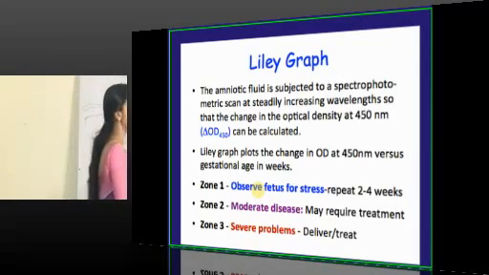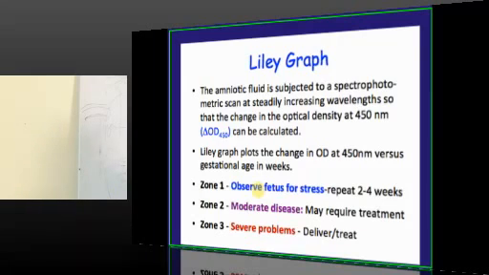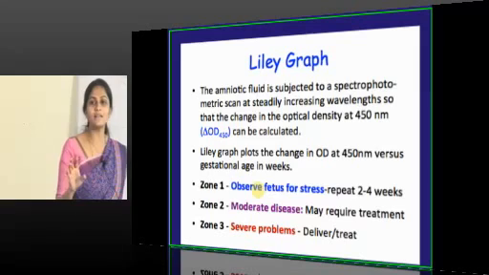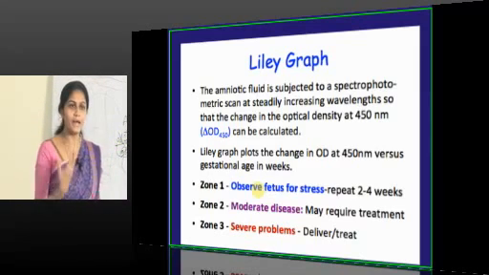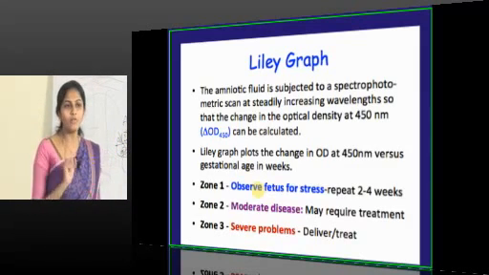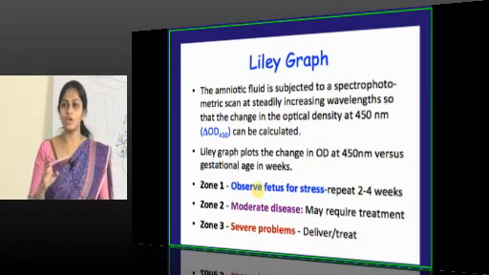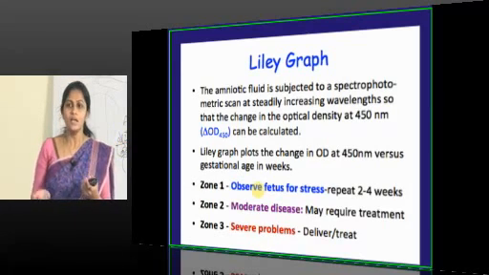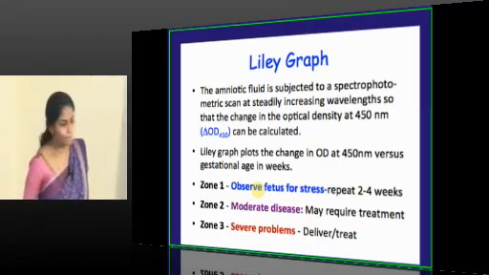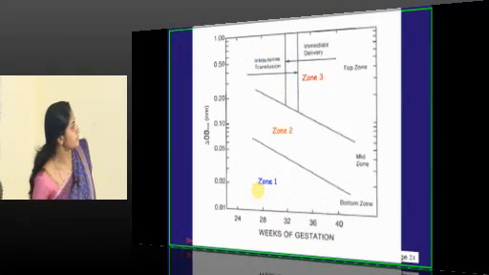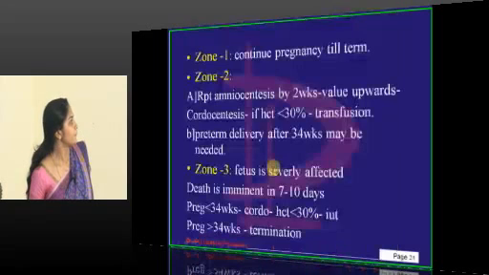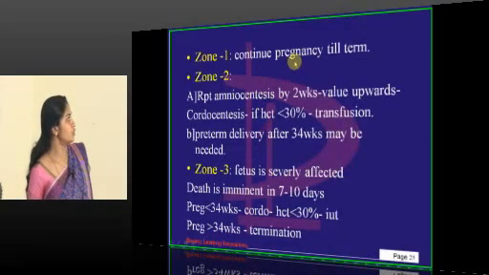Coming to zone 2, it indicates a moderate disease, so it will require treatment. I will tell you how we are going to manage zone 2. Even in zone 3, it doesn't indicate immediate delivery, so there is a different management for zone 3. Always remember, in zone 1 you continue the pregnancy. In zone 2 and zone 3 you do further tests, then you decide what to do. So this is zone 1, zone 2, zone 3. Zone 1, continue pregnancy.